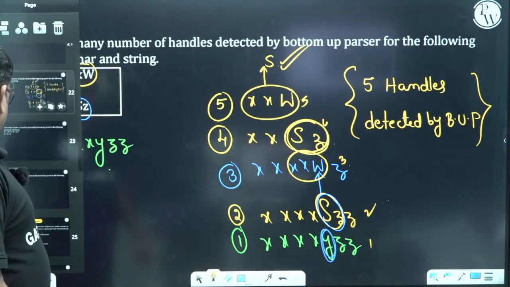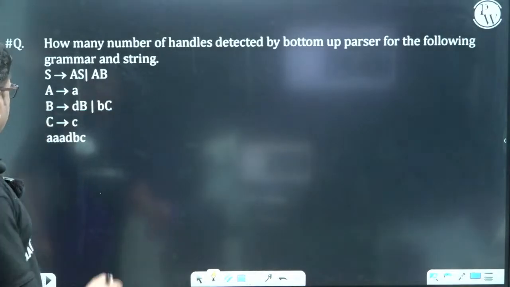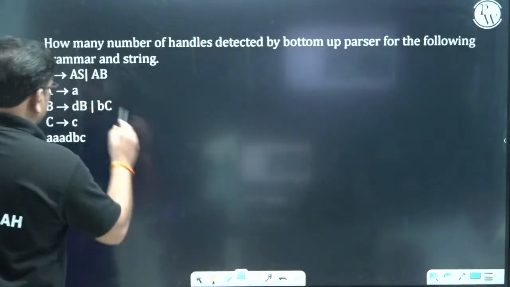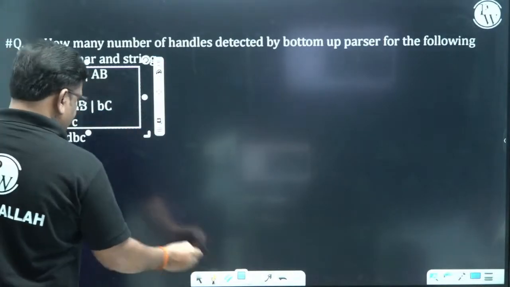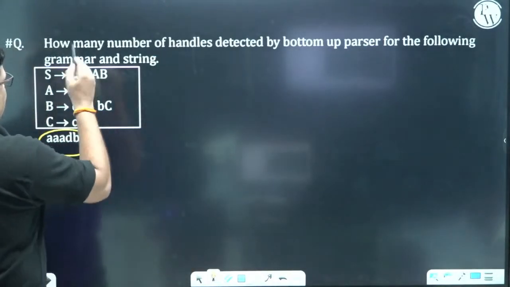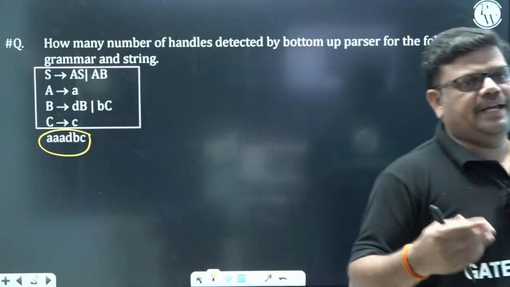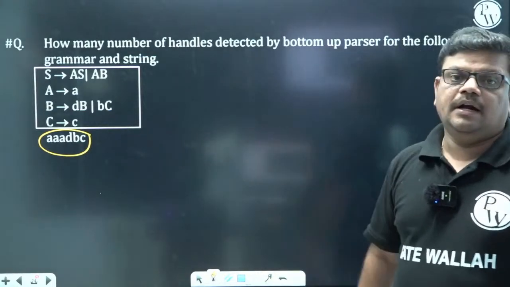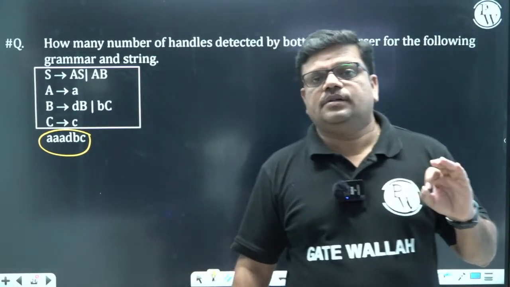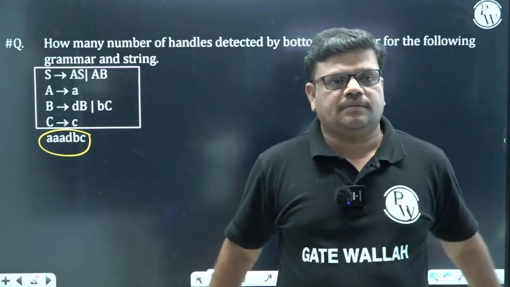I'm giving some homework here, so you can take this as a handle practice. This is a grammar, and this is our input. How many handles are detected? Just practice how many handles are detected by a bottom up parser using this grammar and this input. Handle detection is a major thing because this is the only concept by which we can perform bottom up parsing, right?